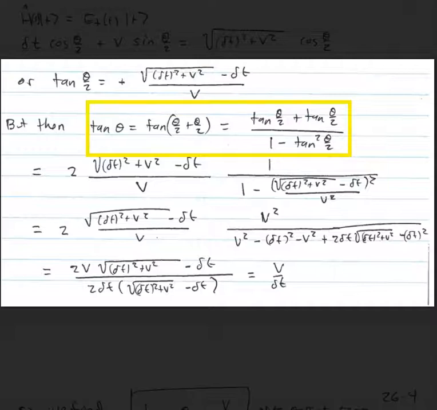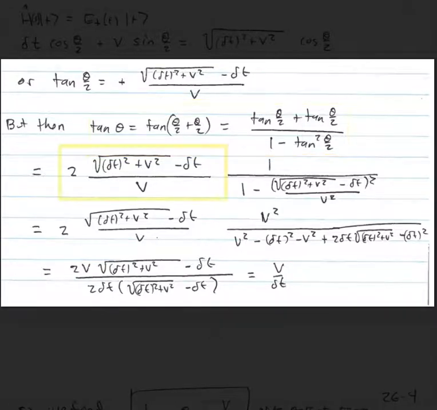And using the angle sum formula for tangents, we'll get tangent theta over 2 plus tangent theta over 2, divided by 1 minus tangent squared theta over 2. Now we plug in the values for tangent theta over 2. In the numerator, we get the square root of minus delta t divided by v. And then in the denominator, I get 1 minus the quantity square root of minus delta t, quantity squared, divided by v squared. Now we go ahead and multiply out that denominator.